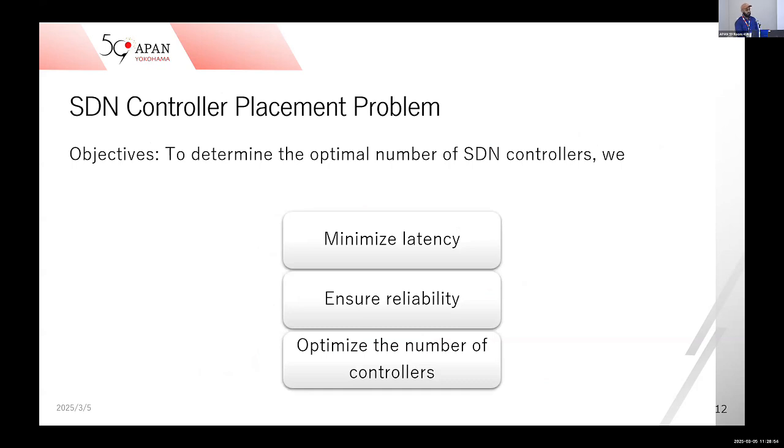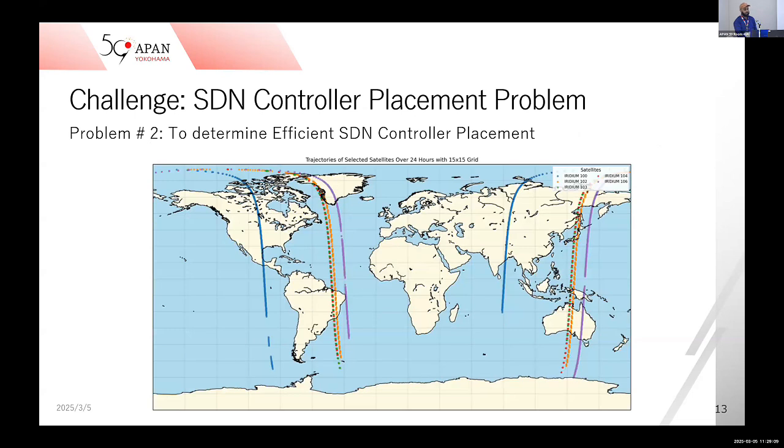For these objectives, we basically require the minimum latency. We should ensure the reliability and the optimum number of controllers. What optimum number of controllers can we actually select for placement? So this is our problem number 2. Basically, that was problem number 1. In problem number 2, we determine the efficient SDN controller placement.